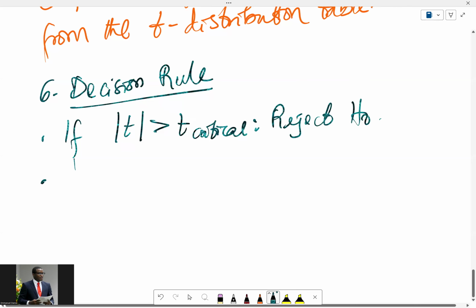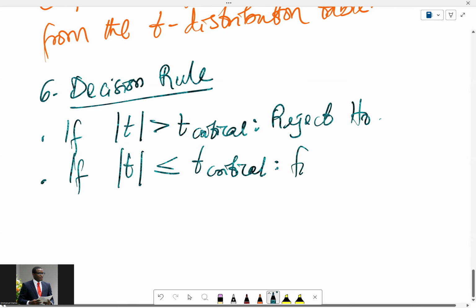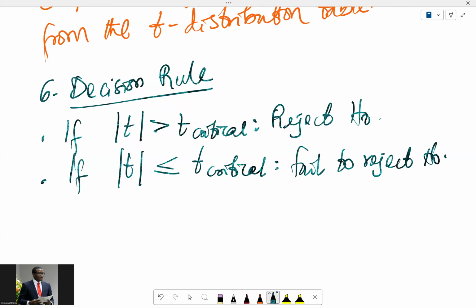Okay. On the other hand, if the absolute value of your calculated t is less than or equal to the critical t you get from the table. So usually whatever you get by calculation should be less than or equal to whatever you get from the table. So in that case, you fail to reject H naught. That means you accept H naught. Okay. So if what you calculate is greater than what you get from the table, that's reject H naught.